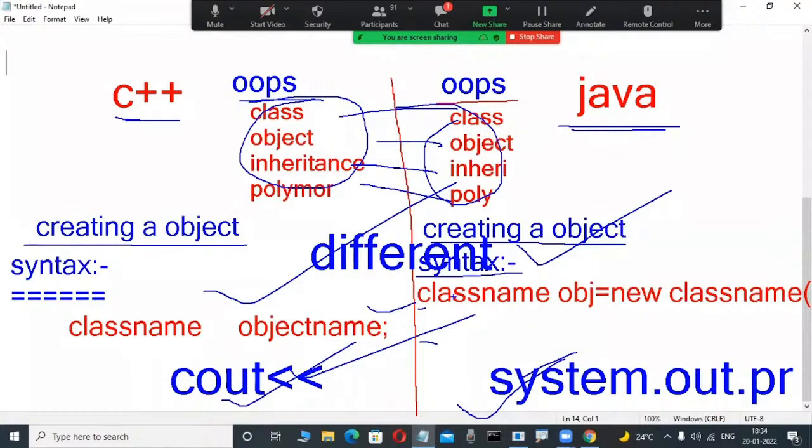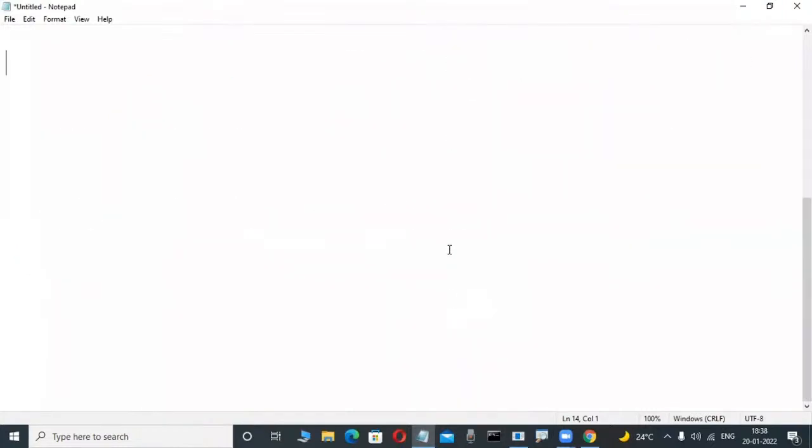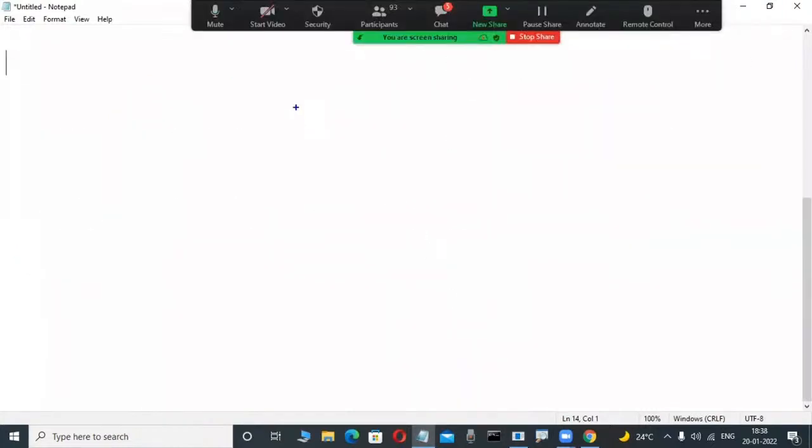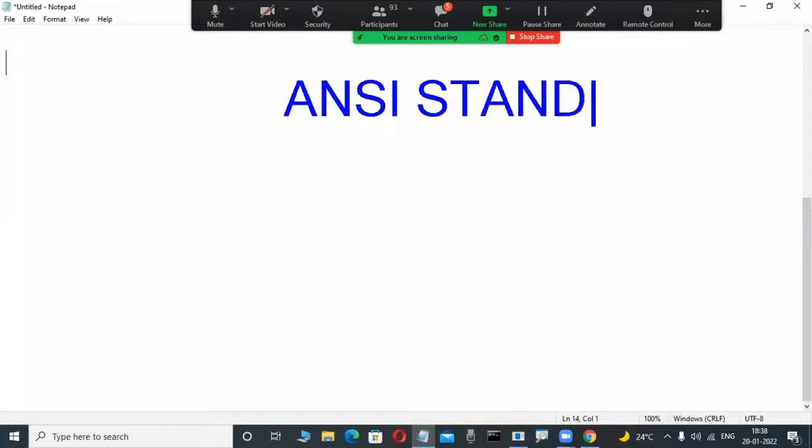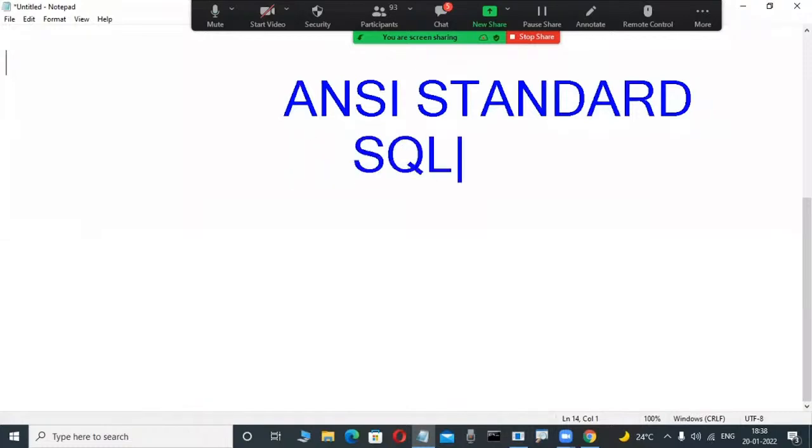Same like here also. Observe here. Actually, SQL is the same thing. SQL is an ANSI standard language. ANSI is the American National Standards Institute, defining some standards only for the SQL language. That's why SQL is an ANSI standard language, used to operate all the relational databases.